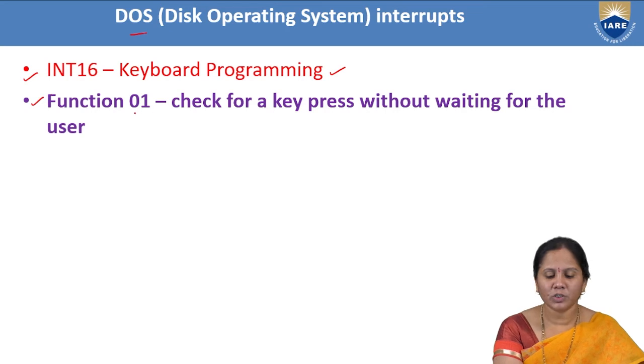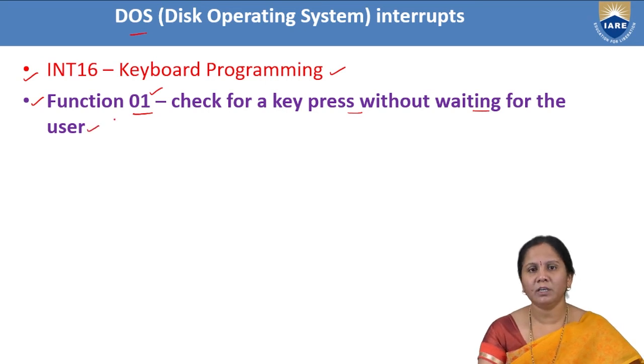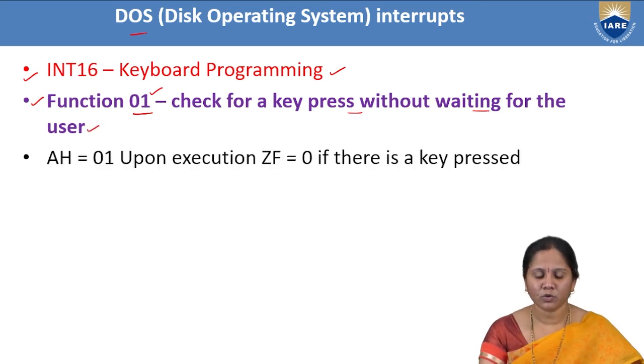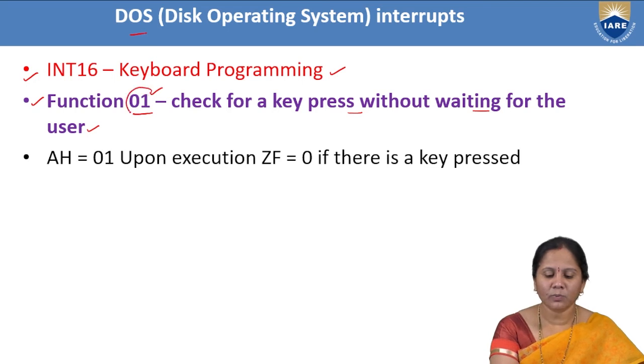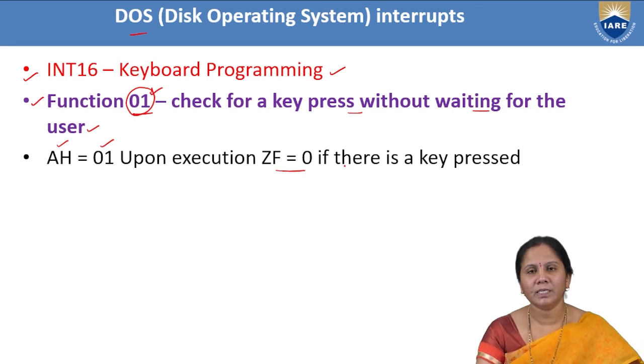Among those, there is function 01. If you use the function value 01, it checks for a key press without waiting for the user. That means it checks which key is pressed. Since 01 represents the function number, this 01 should be loaded into the AH register. Upon executing, the ZF will be 0 if there is a key pressed. ZF means zero flag.